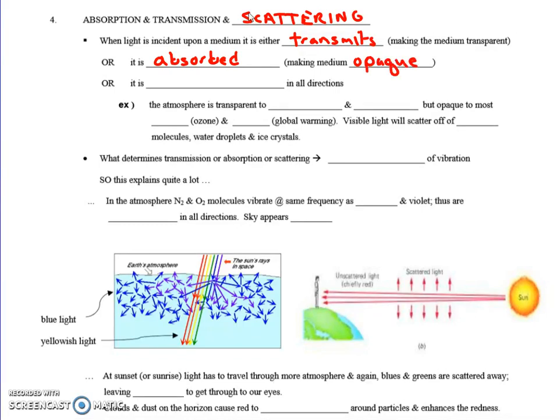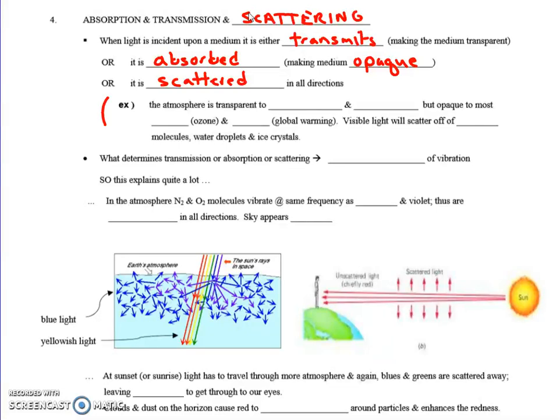Okay? Or it is scattered in all directions. Scattering is actually a fairly complex process. You can think of it as like a diffuse reflection where light comes in and it's reflected in all directions. It's a little bit more involved than that, but we can leave it at that for now. So let me give you an example in an atmosphere.